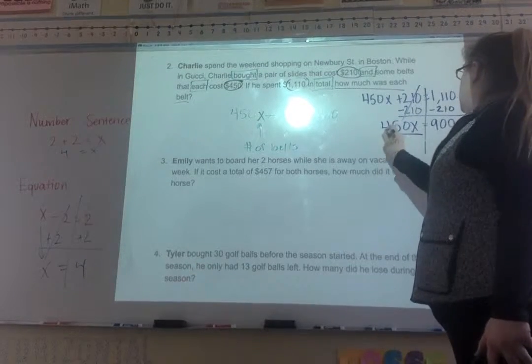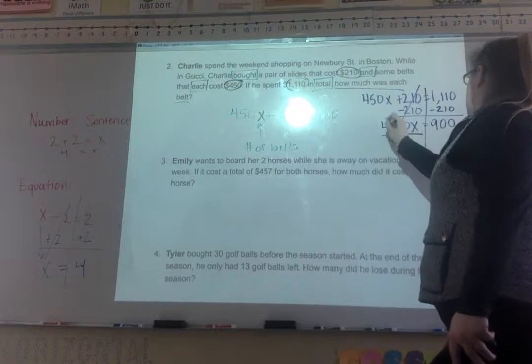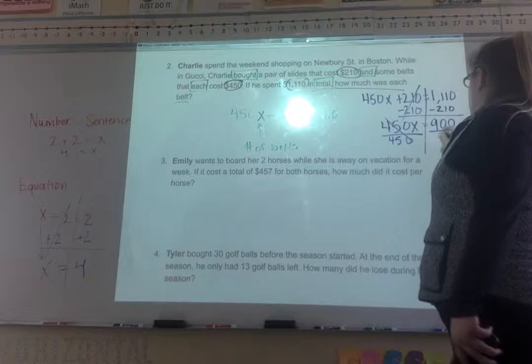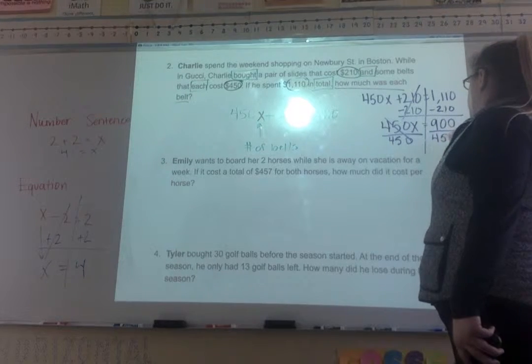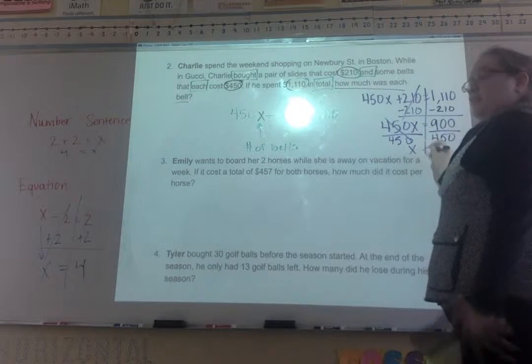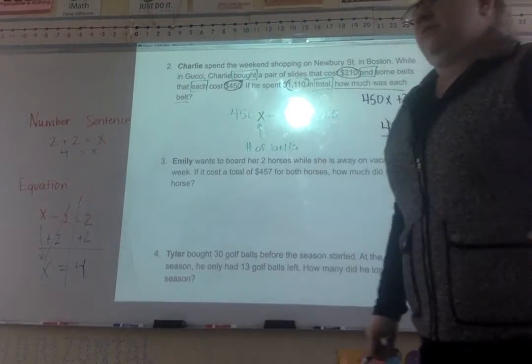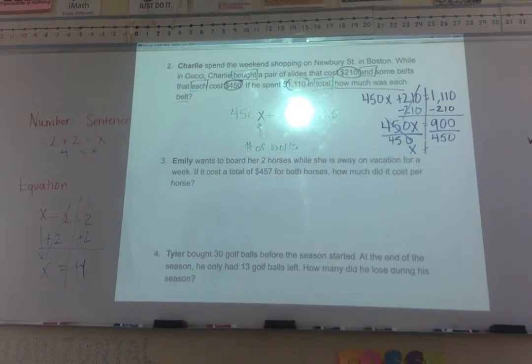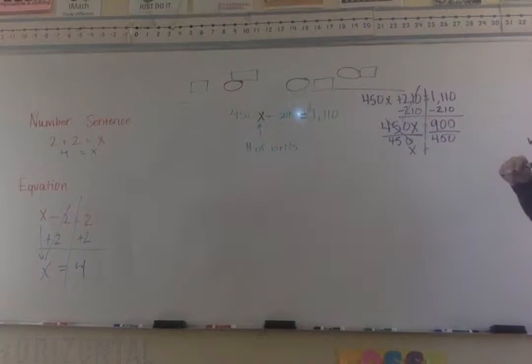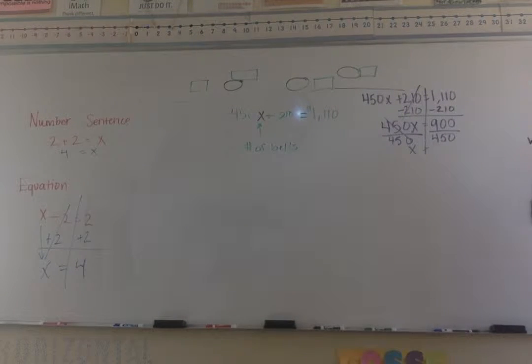He bought nine belts. Yes. How do you know? 900 divided by 450. 20, 25, 30, 35, 40, 45. Two belts.